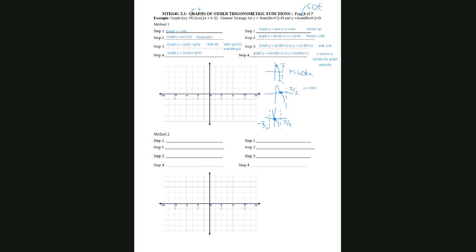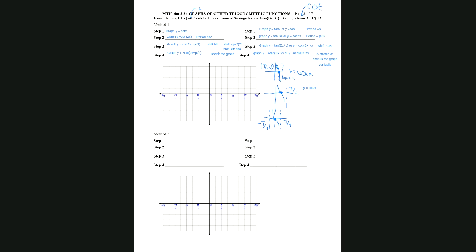Okay. And so I want to talk a little bit more about some points on the graph. So back in our very original graph, we had a point right here. This was the point pi over 2, 0. And then we had a point right here, which was the point pi over 4, 1. And then we had a point right here, and that was the point 3 pi over 4, negative 1. Does that make sense to everybody?